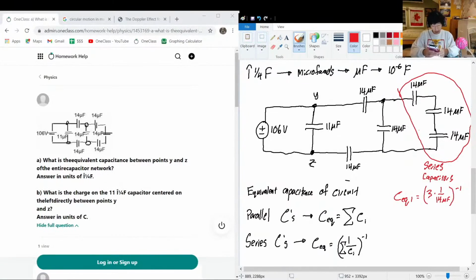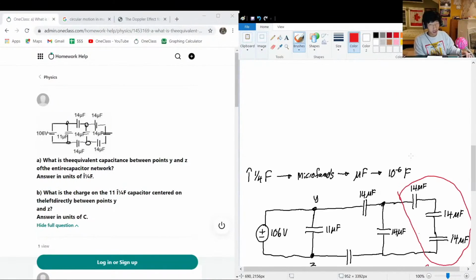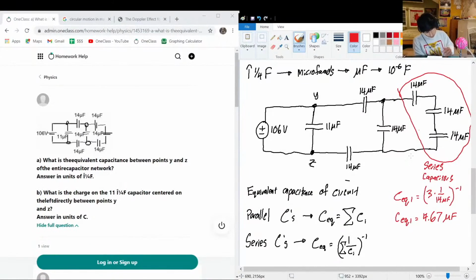Just from quick math, it's 14 divided by 3, and this is going to be 4.67 microfarads. That makes sense because capacitors in series will have lower capacitance than any one of their components, and all of them are 14, so it should be less than that. I'm pretty sure that's 1/3 of 14, so that's another interesting thing. If we want to redraw the circuit, we can redraw it like this.